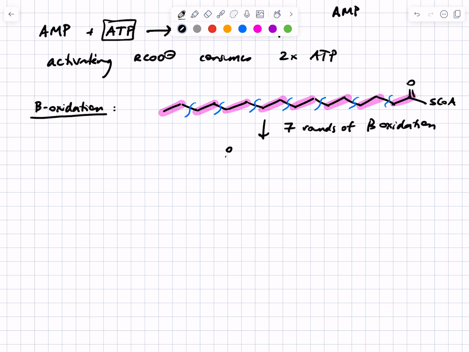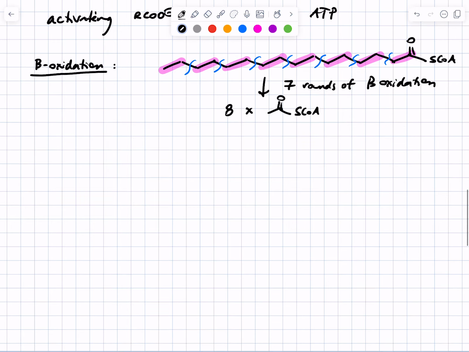And in the end, we're going to get 8 molecules of acetyl-CoA. So that's the overall goal. So let's go through one round of fatty acid beta oxidation. Again, as I've said with metabolism, if you have eyes to see, you'll see the hand of God in this, because it just makes sense why things have to be this way.